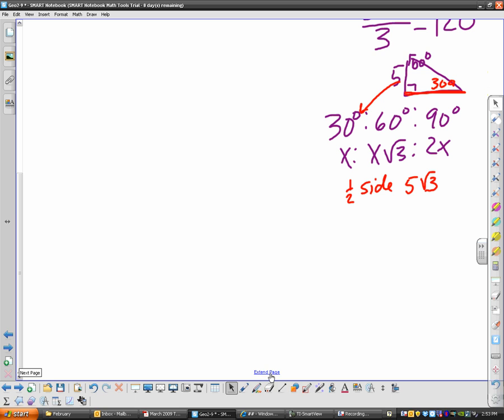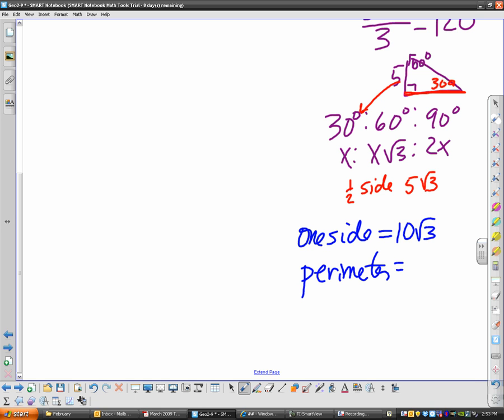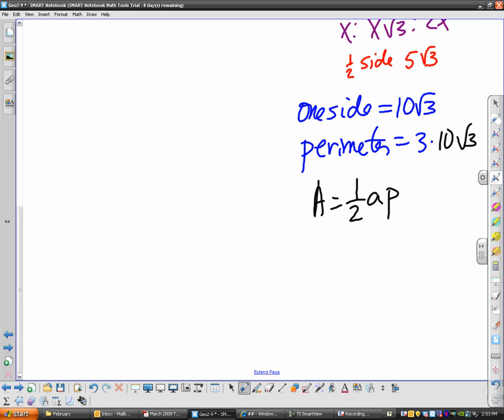So one side of the triangle is 10 radical 3. Since there's 3 sides, the perimeter is 3 times 10 radical 3. And our area formula, 1/2 times apothem times perimeter. We have the apothem is 5. The perimeter is 30 radical 3.